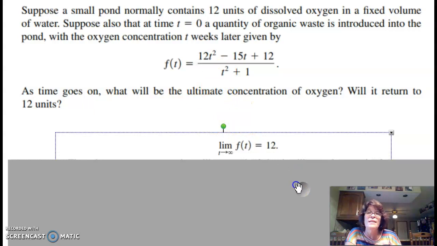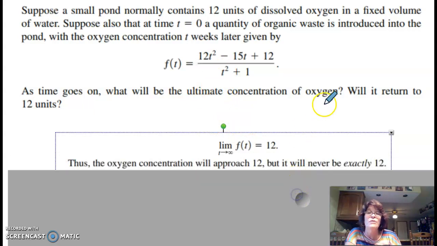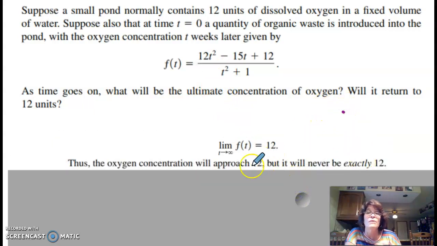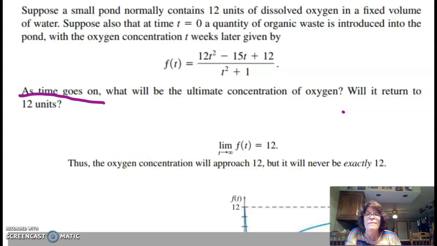Okay, so this is where limits are used in real life. In other words, we want the limit as time approaches infinity. It says as time goes on. Okay, so we've had the answer be infinity, but we've never had our variable be approaching infinity. As time gets huge, does that come back to 12? Is that going to just be 12 units? Let me show you what the graph looks like here.